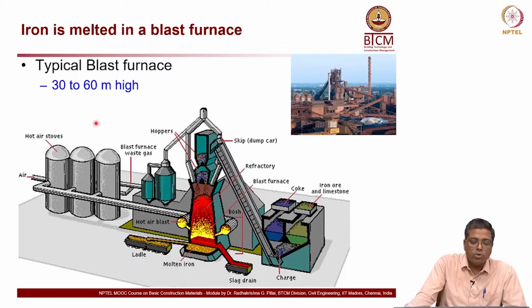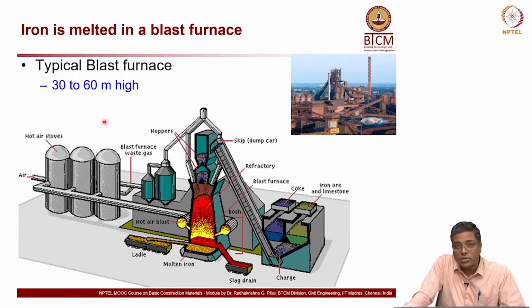Now, let us look at how iron is actually made. First the iron ore is put into the blast furnace. You can see the picture here on the top right. This is how a typical blast furnace would look. It's a huge structure, typically anywhere from 30 to 60 meters in height, depending on the capacity.